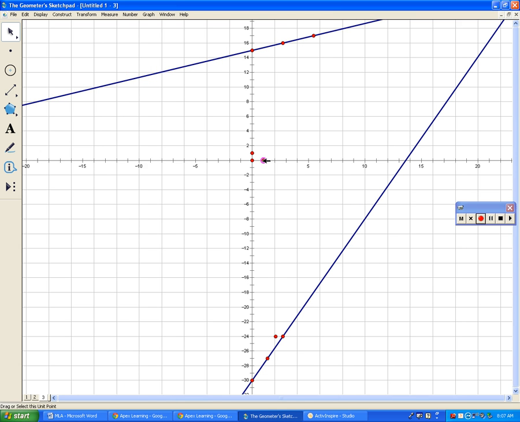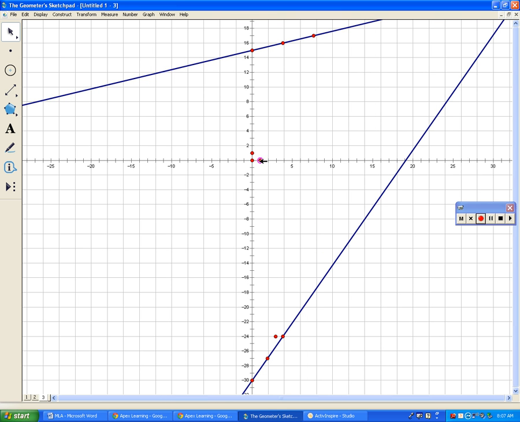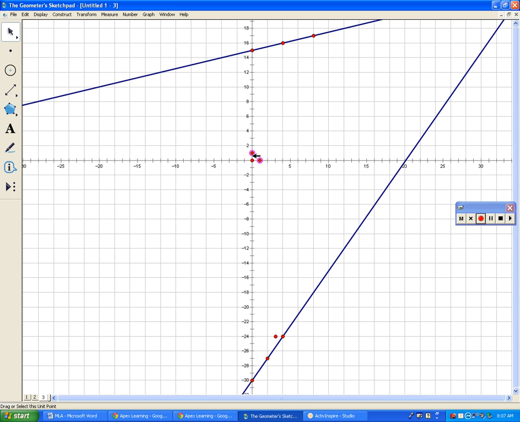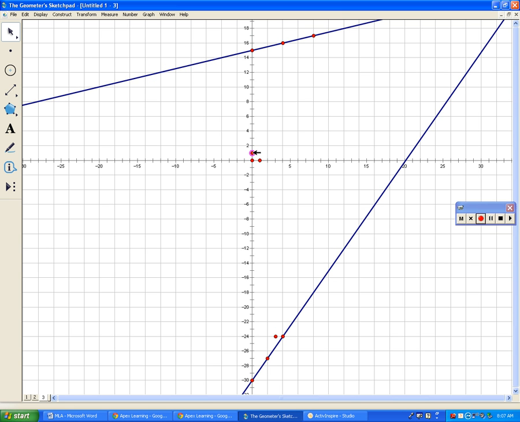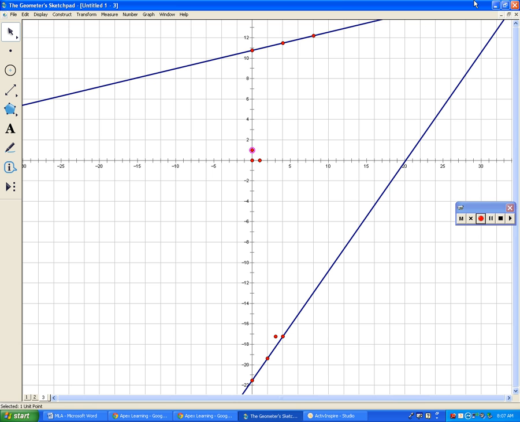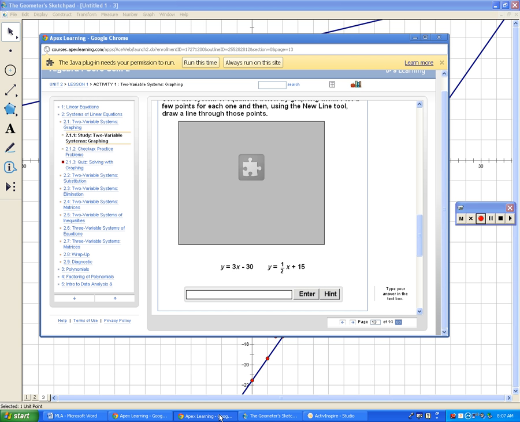So I'm going to need to change this up again a little bit. So I can see, oh, the line's staying there. That's not going to work out. So I'm looking for where these lines cross, which is somewhere up here. I can't see that on this graph, but that is what you're looking for to enter into this box right here.